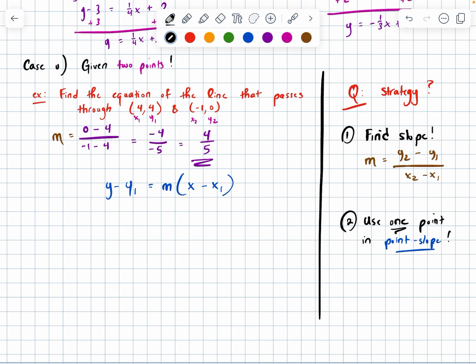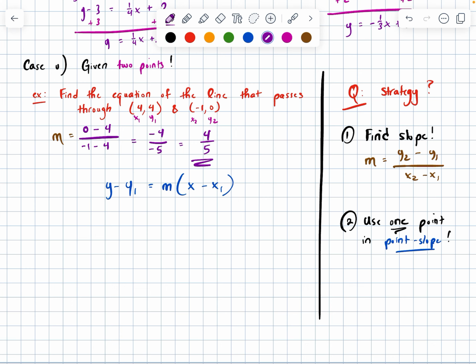Cool. So from here, in this case, notice I've already labeled the 4 comma 4 as the x1 comma y1. If you wanted to use the -1, 0, you absolutely could. But in the interest of making my life easier, thinking smarter, not harder. I always mess that up for some reason. I don't know why. I've been saying it for 4 years. All I need to do is slot things into place.